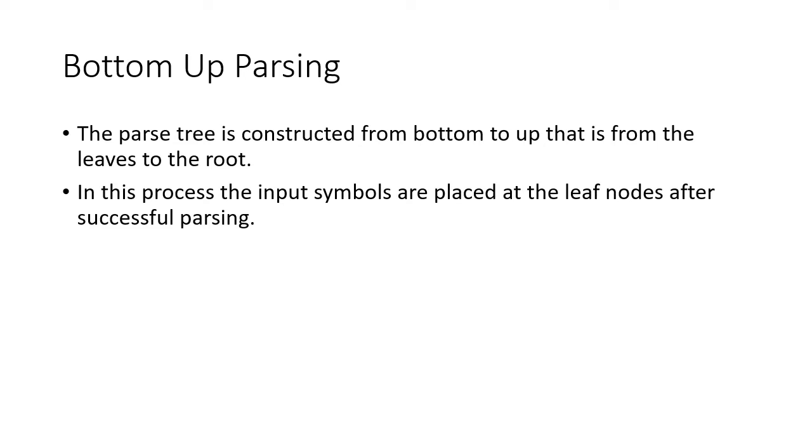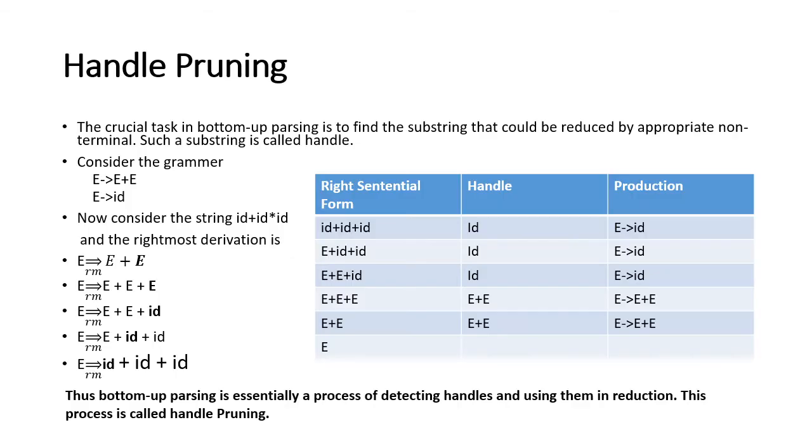In this process all the input symbols are placed in the leaf nodes after successful parsing. Now here we have to understand a few things, what is called handles and pruning. The crucial task in bottom up parsing is to find a substring that could be reduced by the appropriate non-terminal. Such a substring is called a handle.